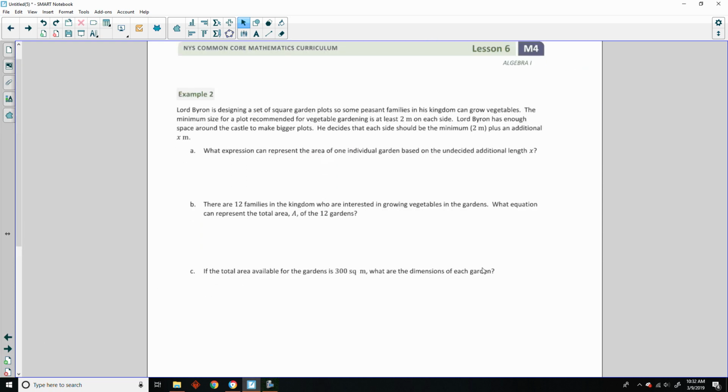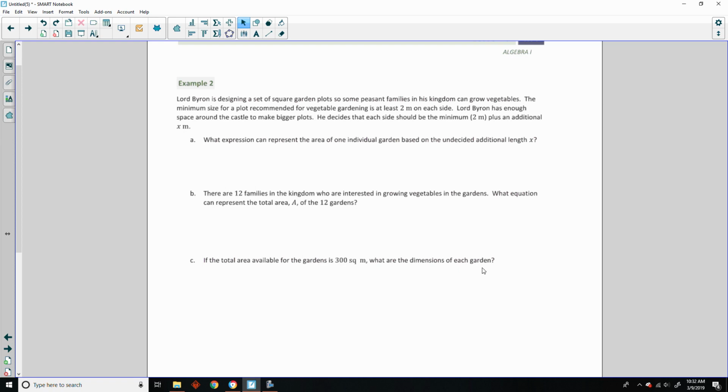Example 2. Lord Byron is designing a set of square garden plots so some peasant families in his kingdom can grow vegetables. The minimum size for a plot recommended for vegetable gardening is at least 2 meters on each side. Lord Byron has enough space around the castle to make bigger plots. He decides that each side should be the minimum 2 meters plus an additional x meters. A, what expression can represent the area of one individual garden based on the undecided additional length?